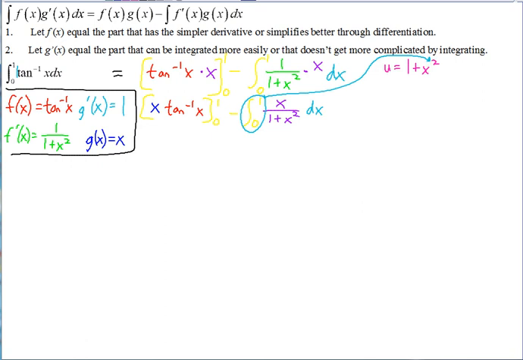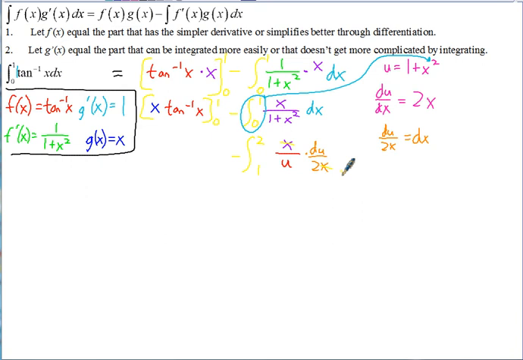If we substitute in 1 for x, that's 1 plus 1 squared, which gives you 2. If we substitute in 0 for x, you get 1 plus 0, which is 1. And then we'll have x over u. To get rid of the dx, we have to take the derivative: du dx, the derivative of 1 plus x squared, would be 2x. So if you multiply both sides by dx and divide by 2x, you get dx equals du over 2x.